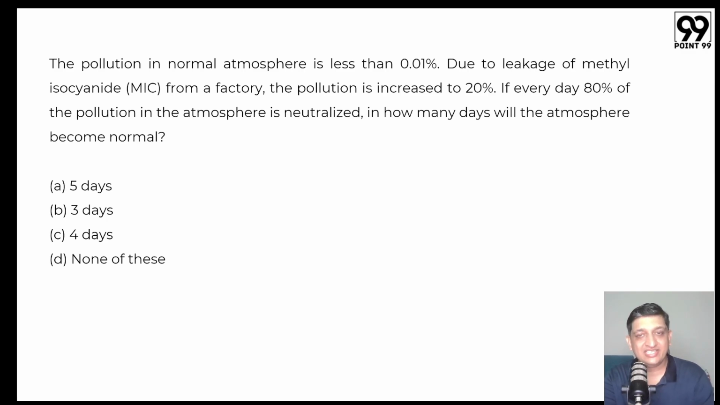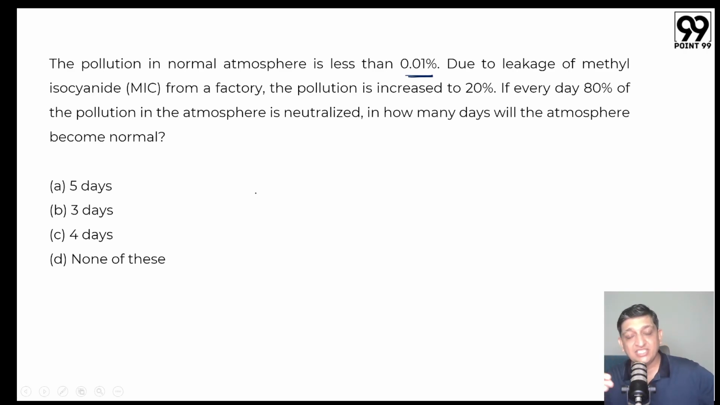Let's look at this one. Very interesting question. Try this out on your own and then you can have a look at the solution. Now the pollution in normal atmosphere is less than 0.01%. But due to the leakage of methyl isocyanide from a factory, which is disastrous, the pollution is increased to 20%. Now it has become 20% of the overall thing. If every day 80% of the pollution in the atmosphere is neutralized, in how many days will the atmosphere become normal? So normal should be less than 0.01%.